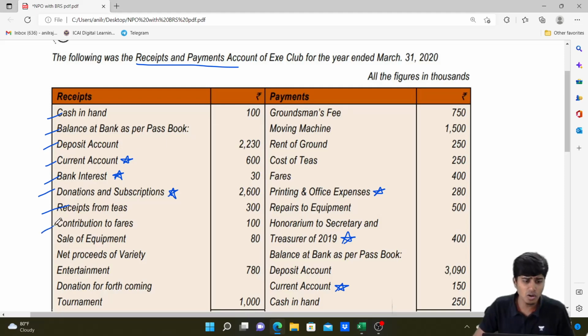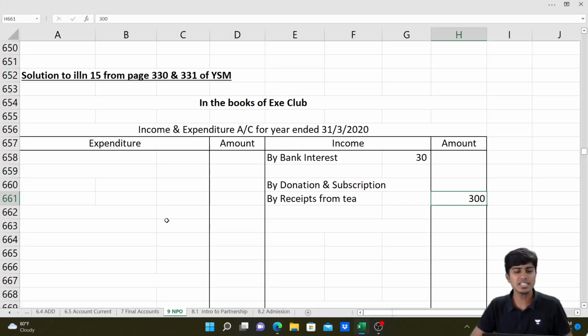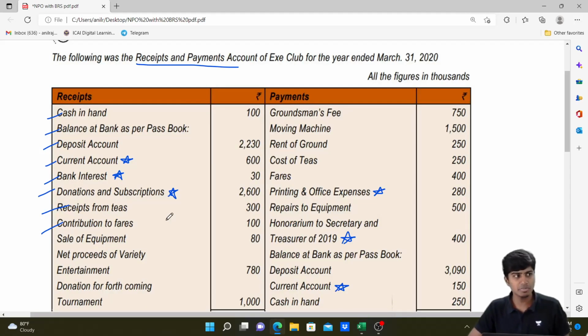Then we have contribution to fairs. Fair means jatre. So people have contributed to the fair. That's again our income. There is no adjustment. So whatever is received is income. If there is no adjustment, whatever is received is income, whatever is paid is expense, in the current year. If there is no outstanding, prepaid, or pre-received, receipt is income and payment is expense. Wow, it's a beautiful concept. But life will not be so simple every day.